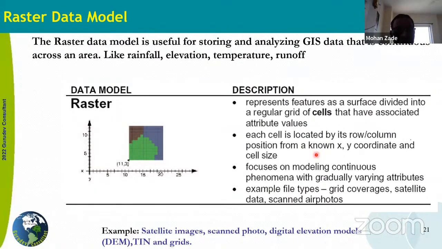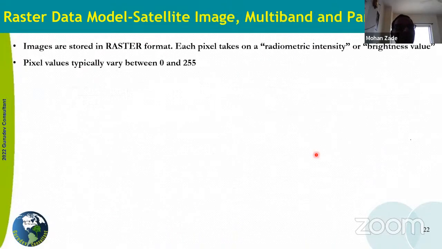The examples of raster are your scanned photos, digital elevation model, DEM, TIN, and the grids. We'll learn about those things in raster data. It is stored in raster formats, and the data stored in each pixel is called the brightness value or the DN value or radiometric intensity. So all three things are together, and the pixel values are always stored from 0 to 255. So the computer can store only up to 0 to 255 values.